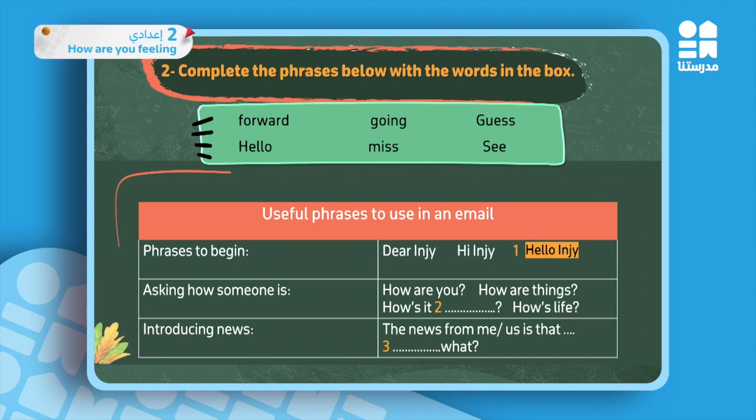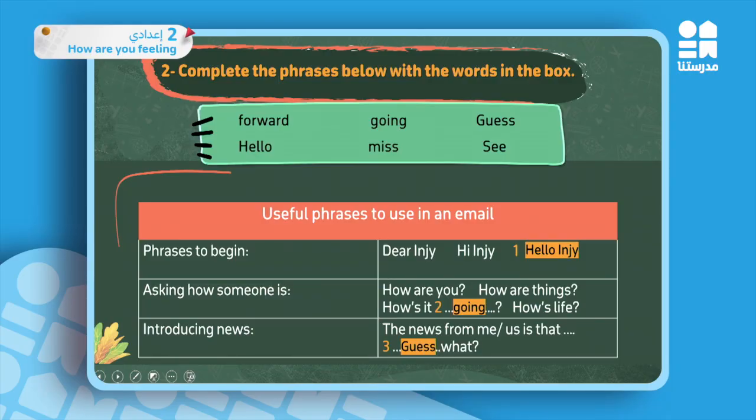How is it? Can you guess? Excellent. Going. How is it going? يعني الحياة عاملة معاك إيه أو أنت عامل إيه. How is it going? All of these are phrases to ask about someone. Okay? Then introducing news. If you want to talk about news, whether it's good or bad news, how can we say it? We can say the news from me or from us is that, and then you can say the news. Or we can use guess what before I say the news. ممكن أعملها زي عبارة تشويقية.